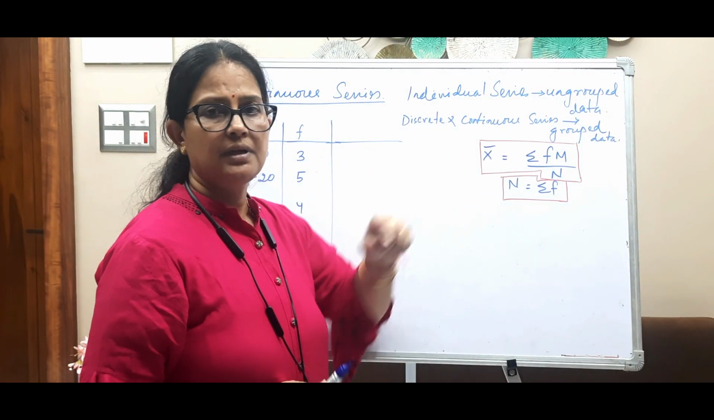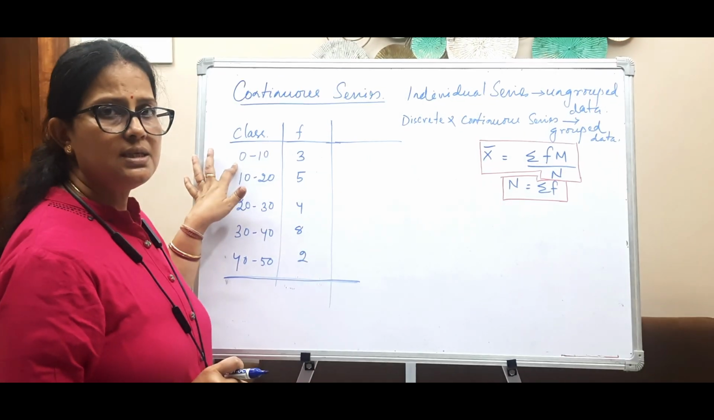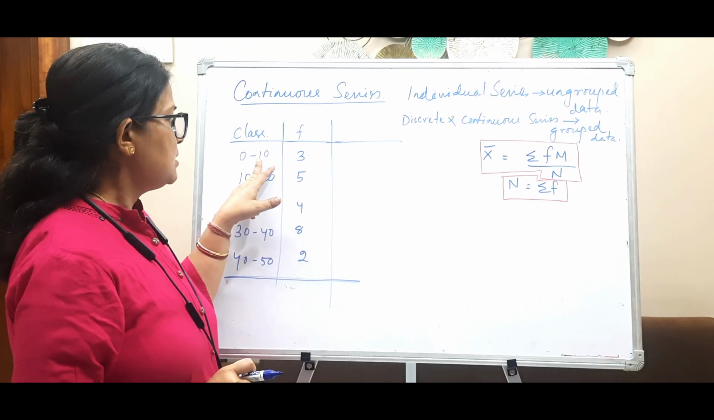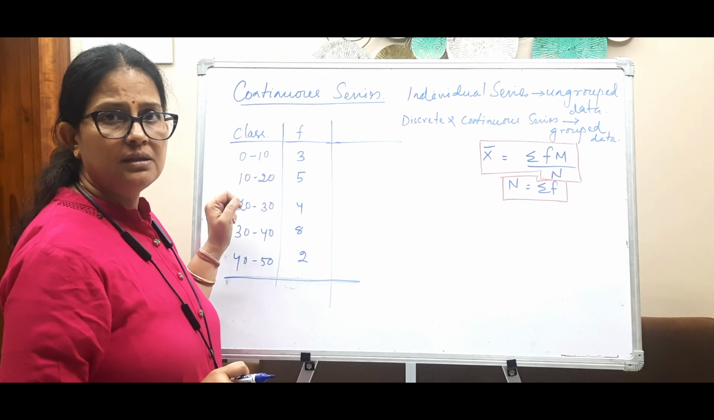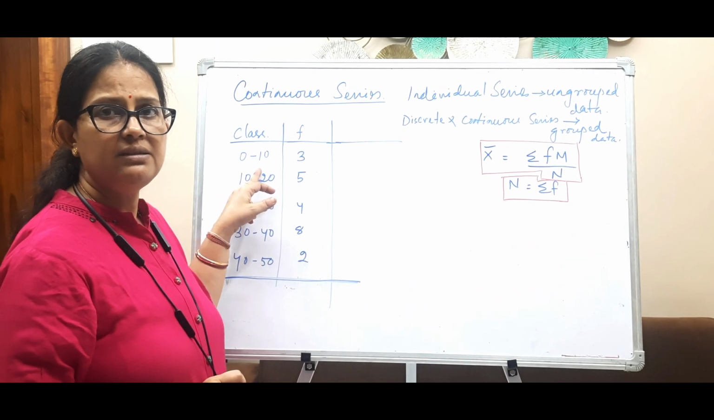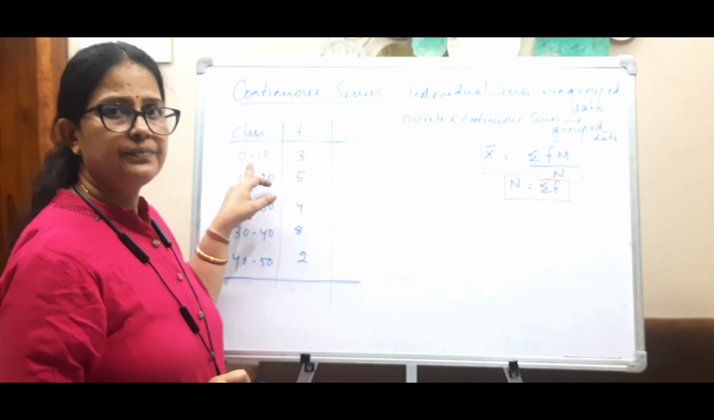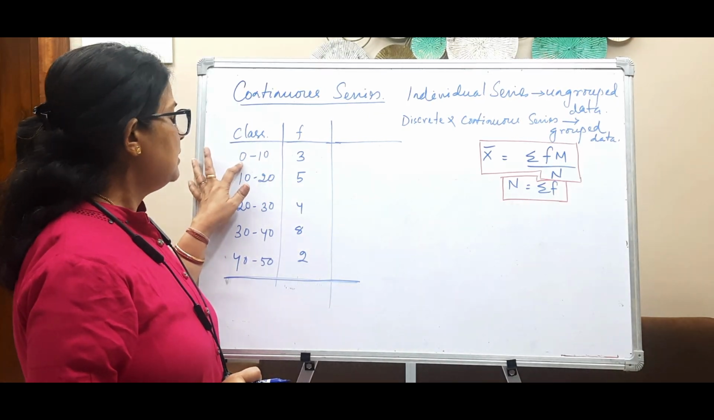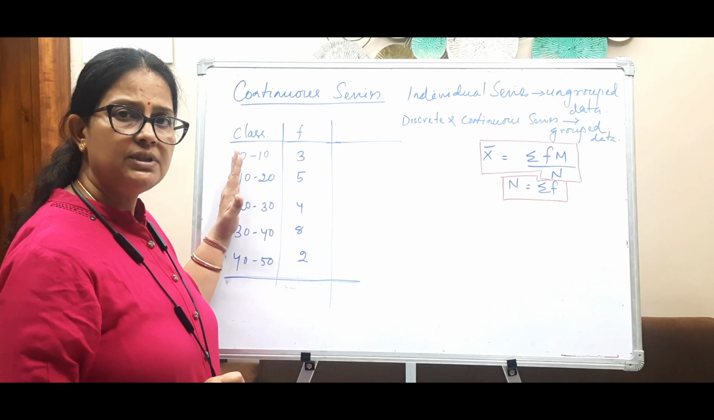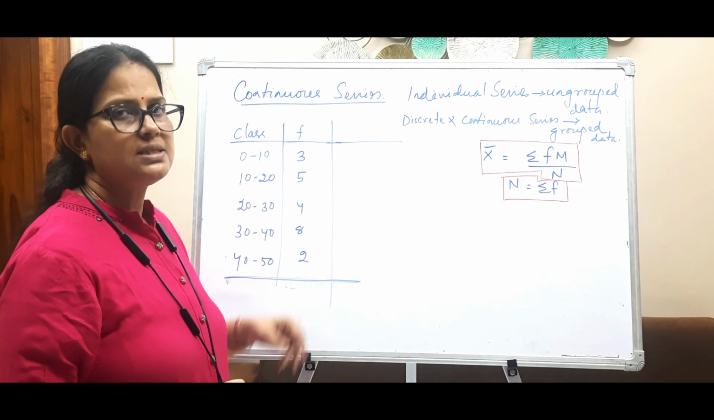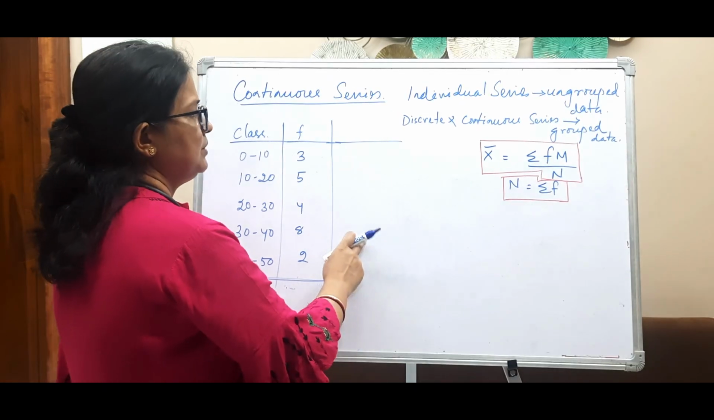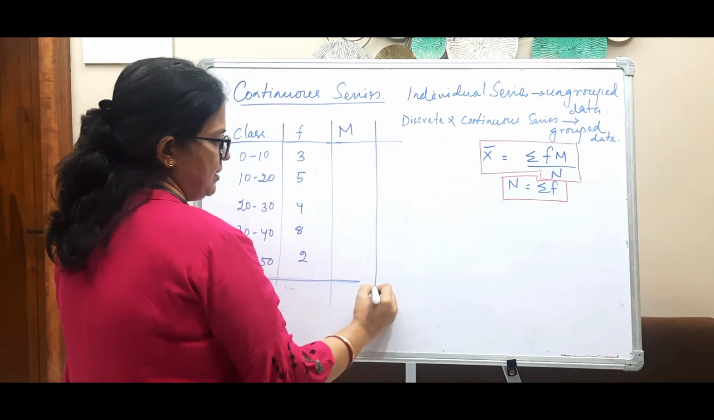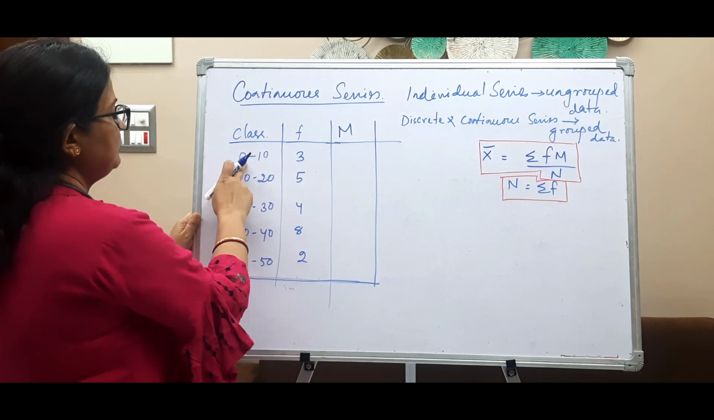As we all know, continuous series is between two limits. So it is from 0 to 10. Which value do we need to take? In that case, we have to find the middle value of 0 and 10. Actually, what we are doing here is converting this continuous series into a discrete one. Let us see what we have to do. First we need to find the middle value, m. m is the middle value of these two.